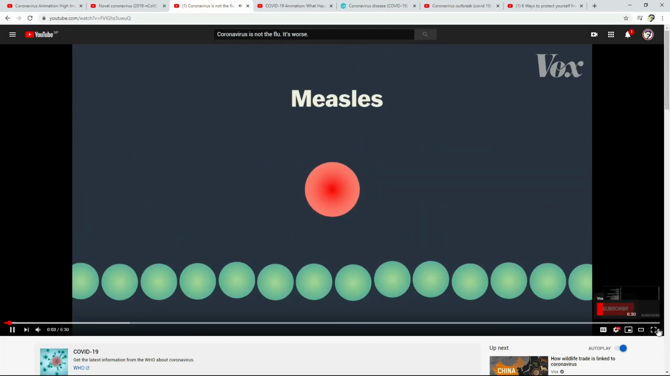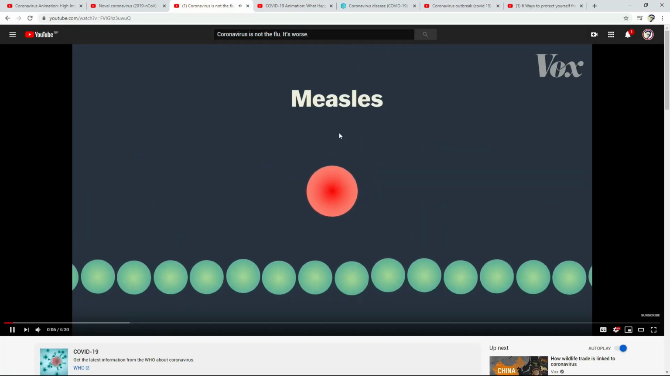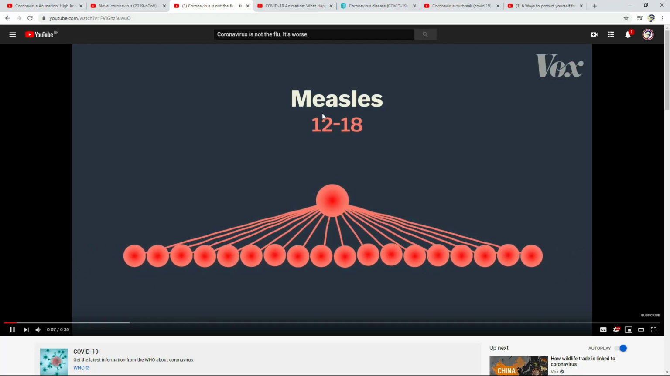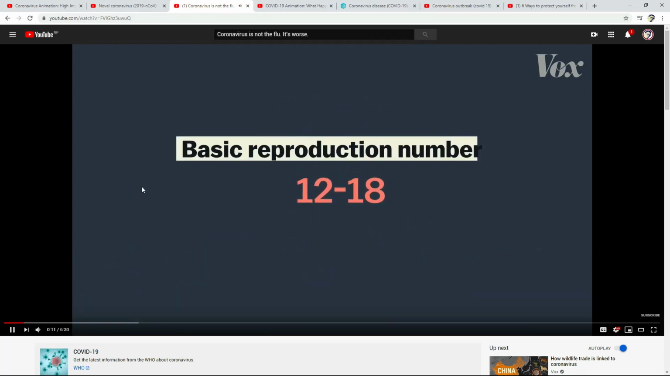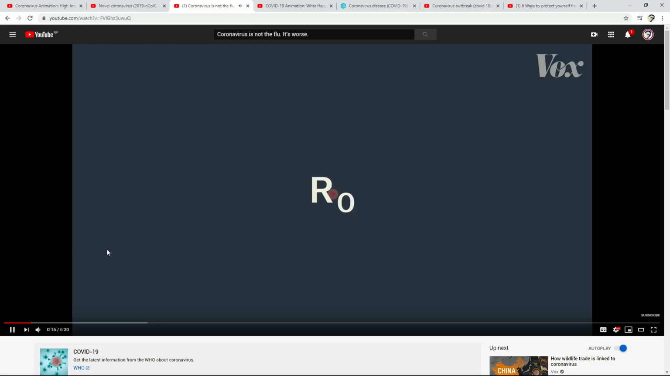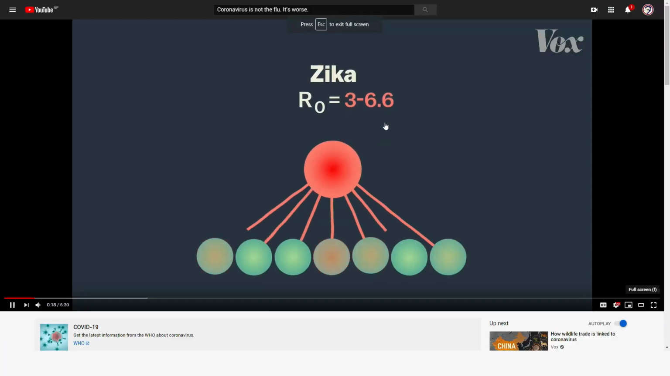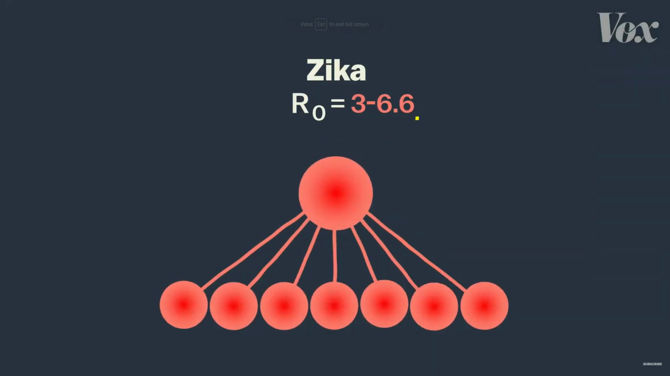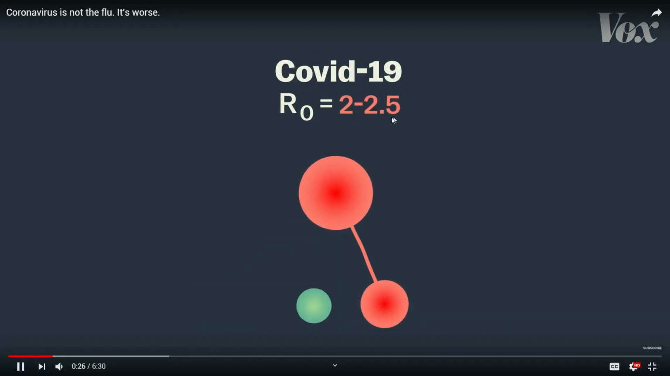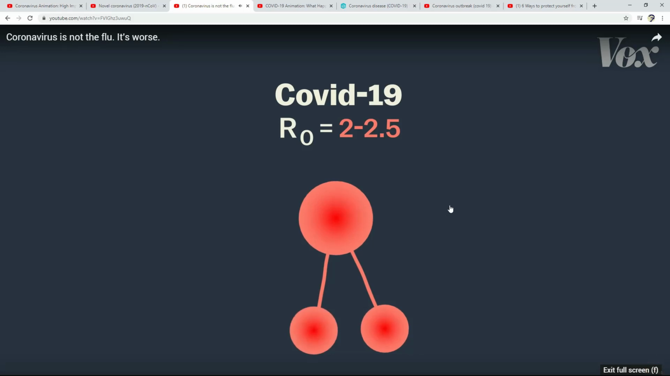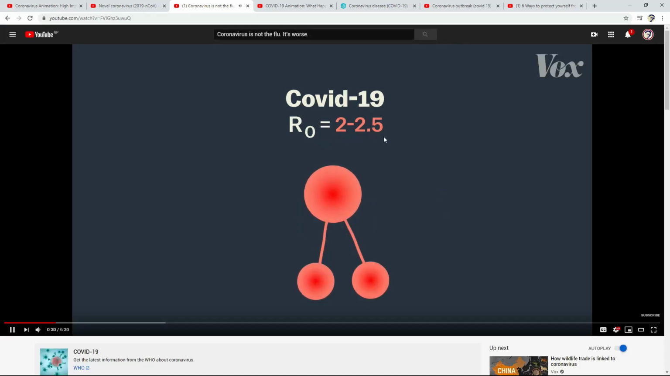Just one person with some contagious diseases is likely to infect between 12 and 18 people. That number is called a disease's basic reproduction number, or R0. Scientists use it to describe how contagious a disease is. Zika has an R0 of up to 6.6, super contagious. But the seasonal flu, just a little over 1. And COVID-19, the disease caused by the coronavirus, just about 2.